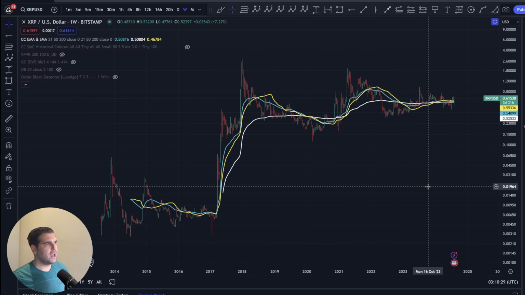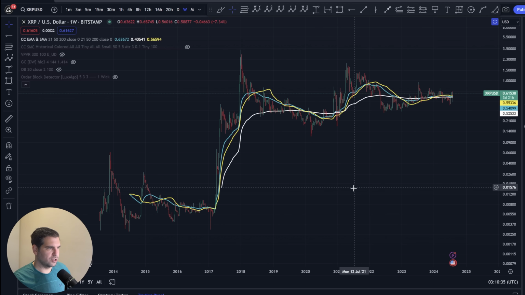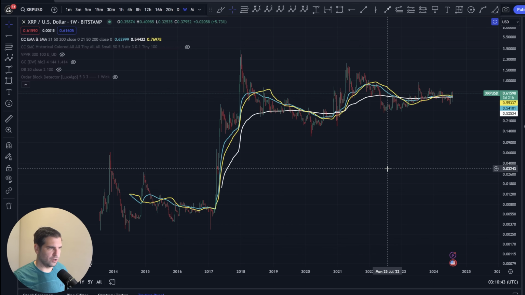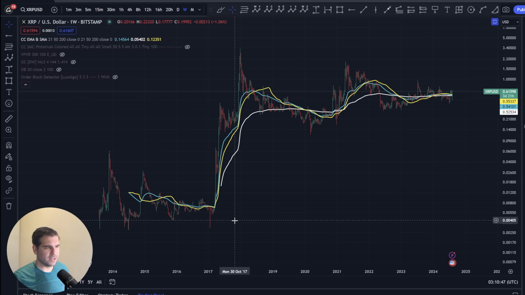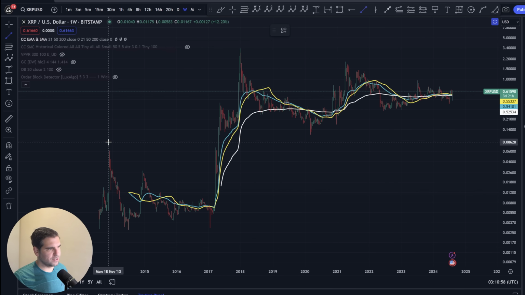So here we have XRP paired up with US dollar on the 1 week Bitstamp data. Okay, this is a chart here. Now this goes all the way back to 2013, and we can see some really interesting insights with the price action over this time period. So I want to reflect on what has happened historically and where we are today and what's potentially on the horizon next.